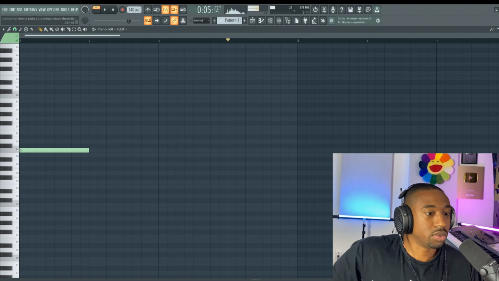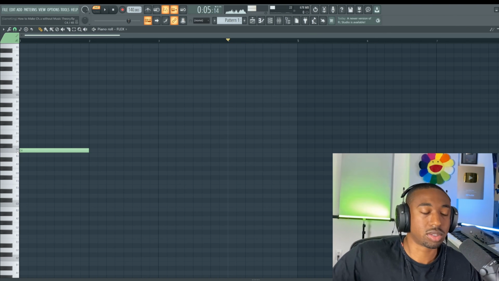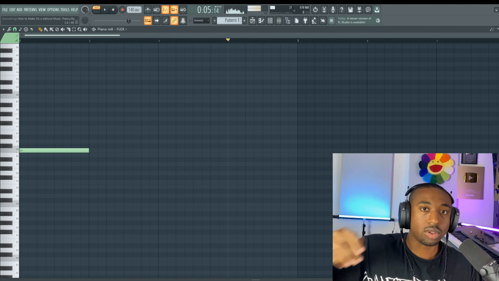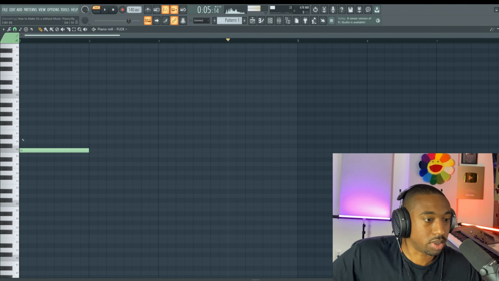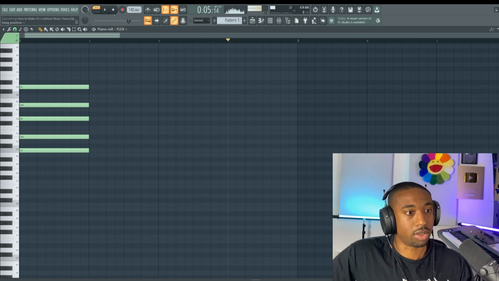So 0 is the root note. Let's add 3, so it's 0, 3, 7, 10, 14. Again, you get a free chord code chart, so you don't have to memorize all this. You could download it straight to your phone. So it's 0, 1, 2, 3, 4, 5, 6, 7, 8, 9, 10, 11, 12, 13, 14. Play all those notes together.